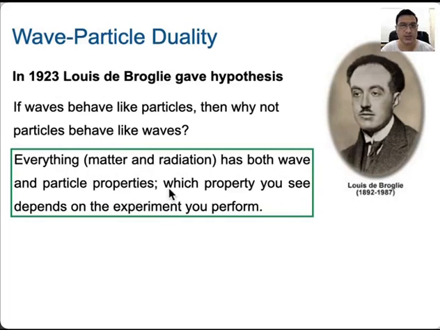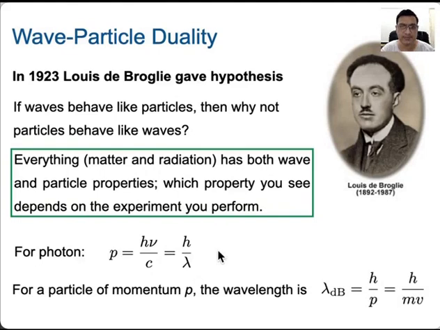Now the question is, which property you see depends on the experimental conditions, or what kind of experiment you want to perform. So for example, for a photon, we know that a photon has a momentum p, which is h by lambda. That's what we have seen in the previous lectures, also in the previous slide.